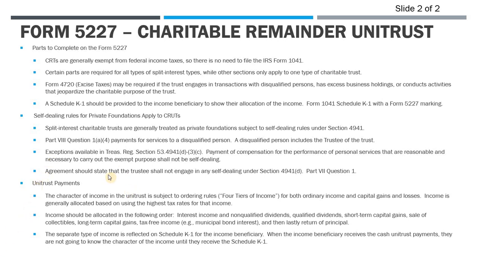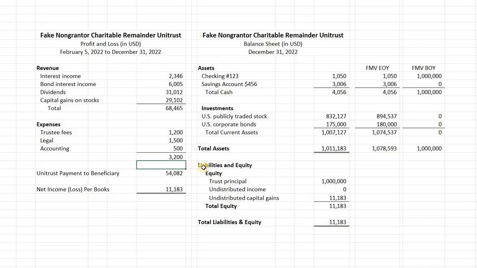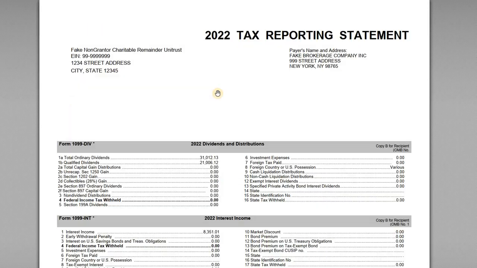All right. Okay, so let's have a look at the return and then the workbook. We put together just a very straightforward profit and loss and a balance sheet for the trust. So we have the interest income earned over here, the dividends, the capital gains on the stock, and then the expenses. And we've pulled these numbers from the 1099 that the trust receives.